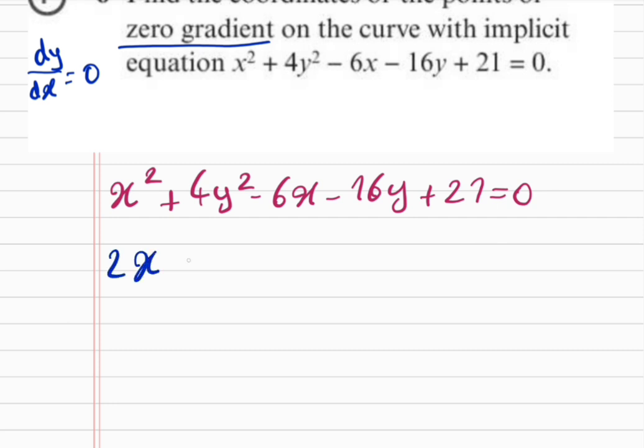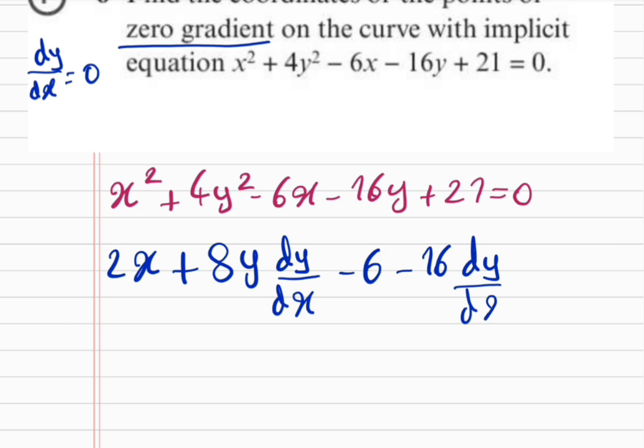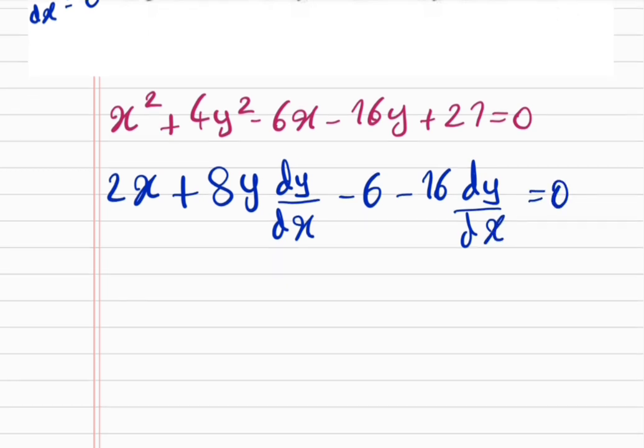x squared differentiates to 2x, 4y squared differentiates to 8y, but we always write the dy/dx term for the dependent variable. Minus 6x differentiates to minus 6, minus 16y differentiates to minus 16 dy/dx, and 21 differentiates to 0. So now we can take a factor of dy/dx. This is a very common step. Once we have found the derivative, then we take a factor of dy/dx because we want the dy/dx to be in terms of x and y.